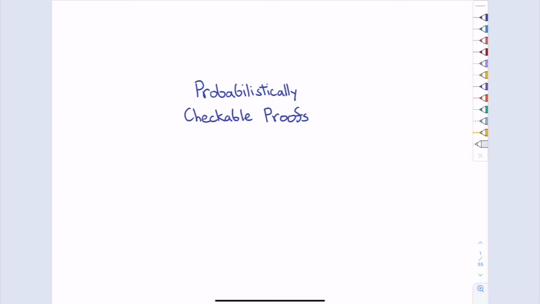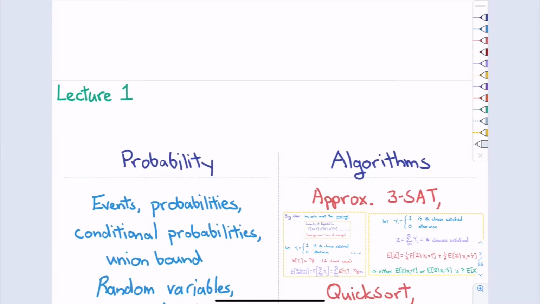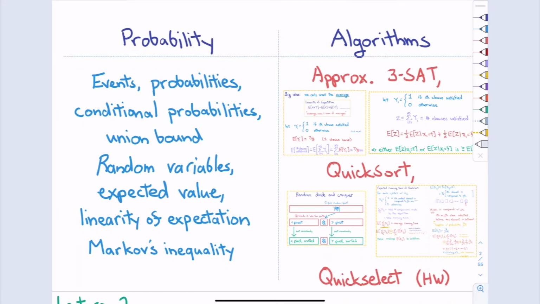So, probabilistically checkable proofs. Even back in lecture one, when we talked about 3-SAT and approximating it, I briefly mentioned that you actually can't do better than that 7/8 approximation. To some extent, that's what we're going to prove today, although we won't get anywhere near the tight 7/8 bound, but still we'll start talking about how to get hardness of approximation.